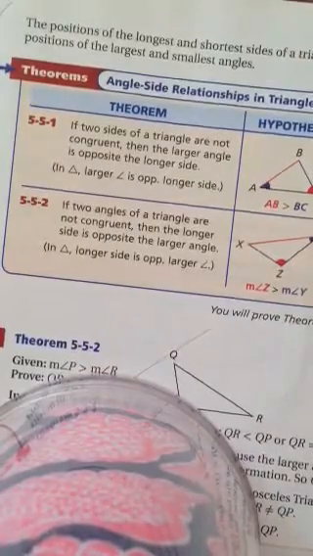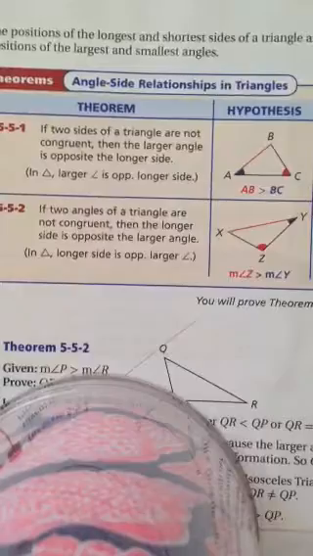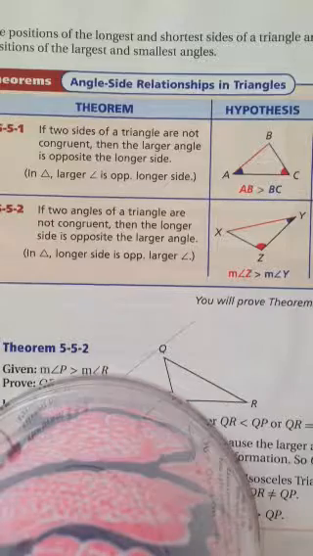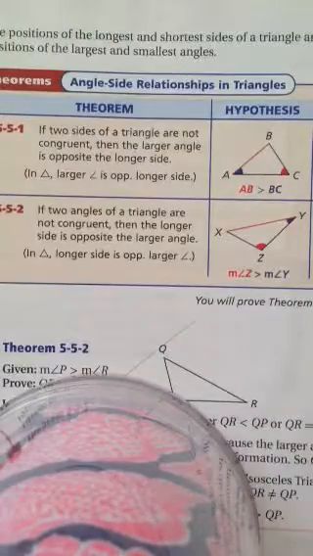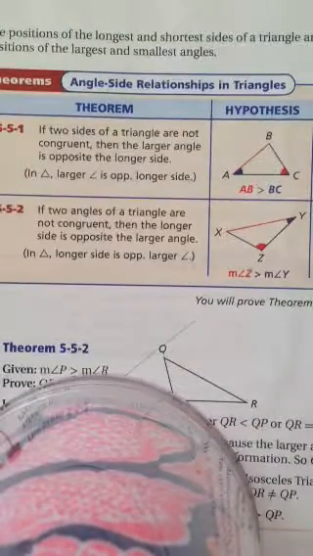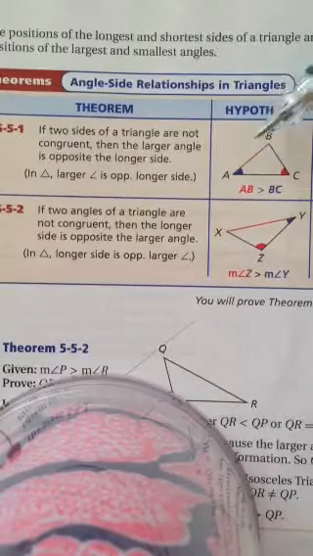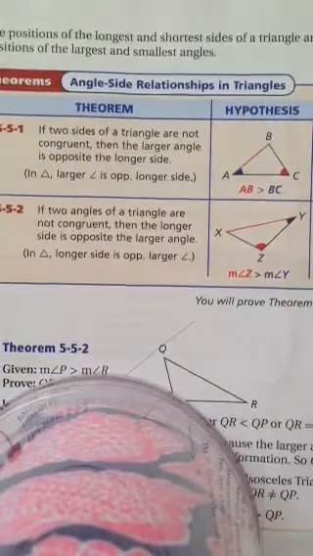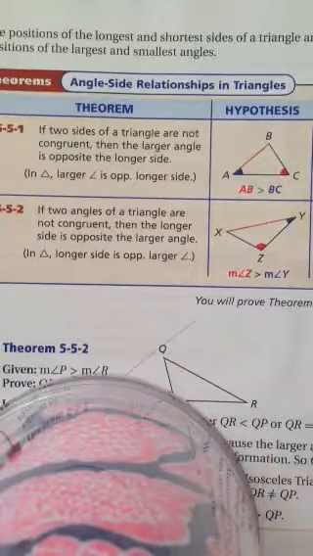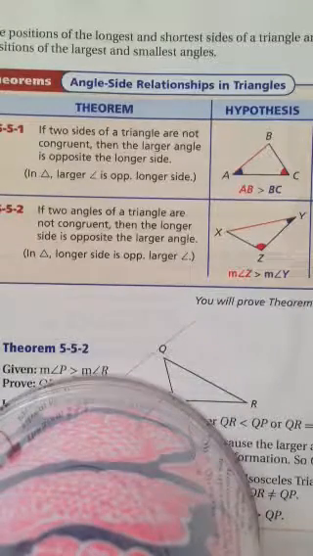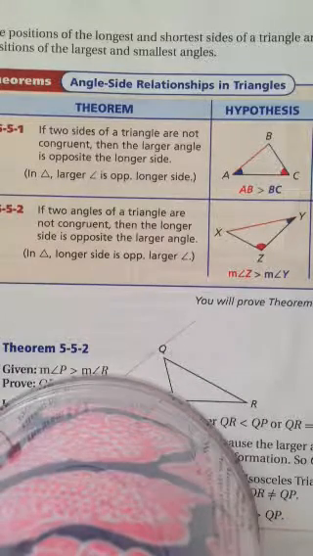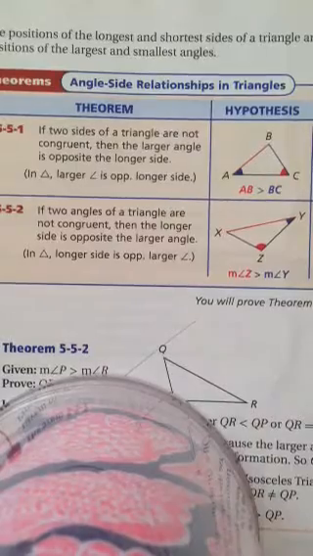But let's read this theorem. It says, if two sides of a triangle are not congruent, then the larger angle is opposite the longer side. Now, I think the order of their wording in that theorem is a little odd, so I'm going to put it into my own words for you. But what it's saying is that in a triangle, your longest side of the triangle is going to be opposite your largest angle of the triangle. And on the flip side of that, your shortest side of a triangle is going to be opposite your shortest angle of the triangle. I hope I said all that right.